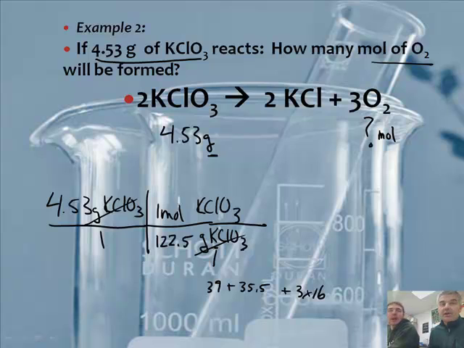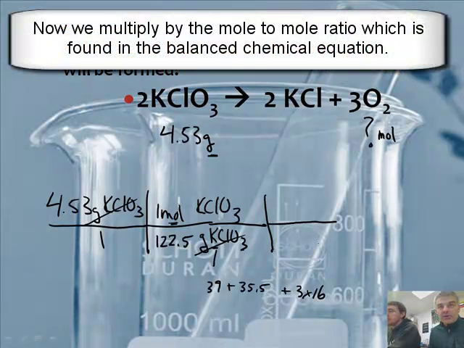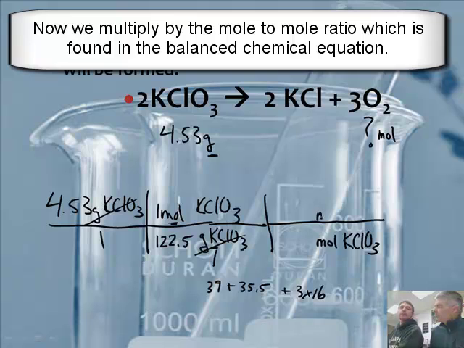Okay. Now we've done grams to moles. Now we need to do mole to mole. That's what I meant to say. And so now I've got moles of KClO3. So I'll put moles of KClO3. Notice I put the thing on the bottom first because that's what I want to cancel out. And I'm going to say moles of O2. And I get that number.